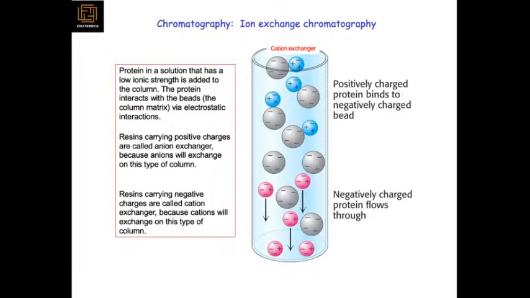Now comes the next chromatography technique, that is ion exchange chromatography. So we were dealing with the gel based techniques so far. Now comes the next one. The protein in isolation that has low ionic strength is added to the column. The protein interacts with the beads via electrostatic interaction. So they are beads which are negative in charge. To those the positive charge will attach and the negative will go downwards. So this way you can separate your molecules. Positively charged will bind to the negatively charged beads, the negatively charged protein flows through it. So you can separate your proteins based on that.